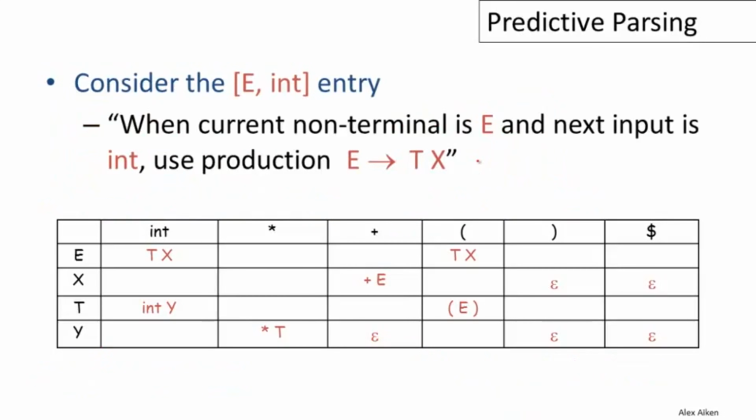So let's do an example. So let's look at the E, int entry. So this entry right here. And what this says is that when the current non-terminal is E, meaning the leftmost non-terminal in the parse tree, and the next input is int, the thing that we see coming up in the input is an integer, then we should use the production E goes to TX. So we should expand E with the children TX.